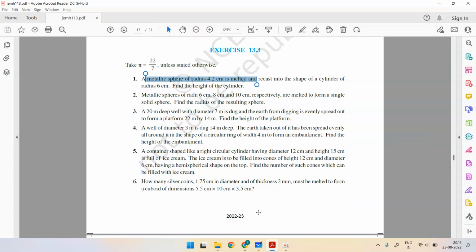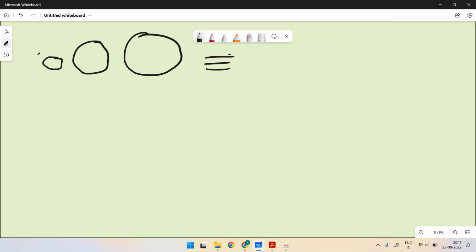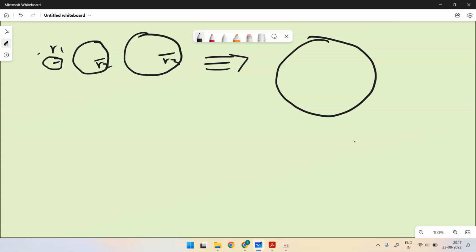Simple. Now metallic spheres of radius this and this respectively are melted to form a single solid sphere. Find the radius of the resultant sphere. Again same thing. 6, 8, 10. One sphere is this, and other sphere is this. These all are melted to form a bigger sphere. This is R1, R2, R3 radii. Let us assume that this is R4 radii.